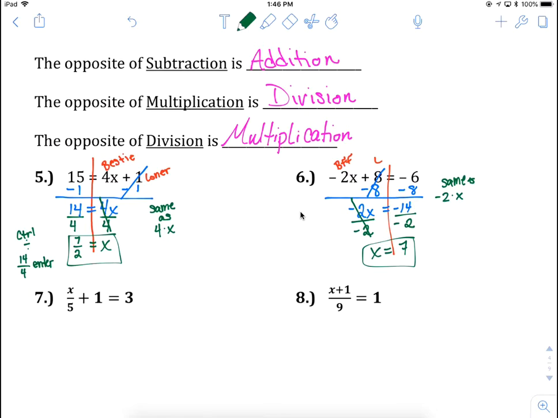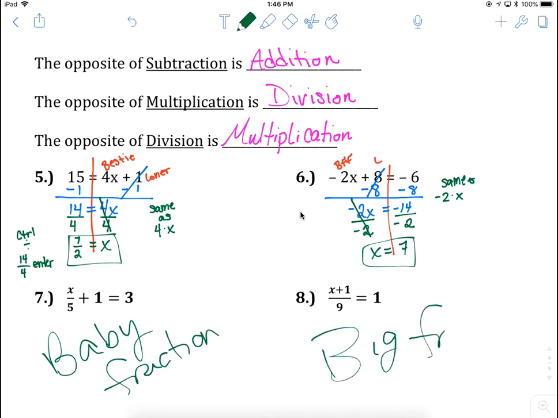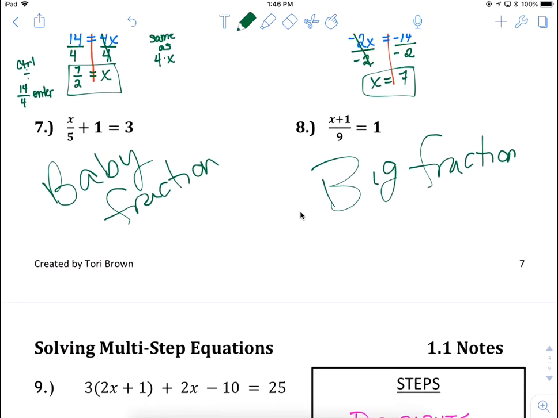Okay, that's the difference between, I'm going to write this, don't write this. That's the difference between a baby fraction and a big fraction. And the difference here, I really want you to look at this. The difference between a baby fraction and a big fraction is talking about who my loner is.